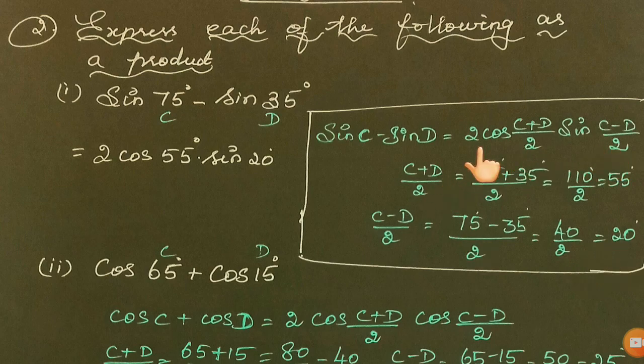So, in the identity, let us substitute 2 cos, c plus d by 2, that is 55 degree, and sin, c minus d by 2, that is 20 degree. So, this is the answer. Very simple. You have to write the identities and see. You should have all the identities at the tip of your tongue.